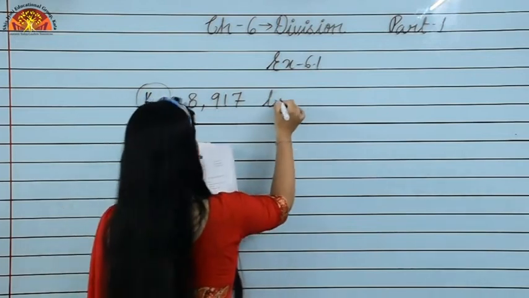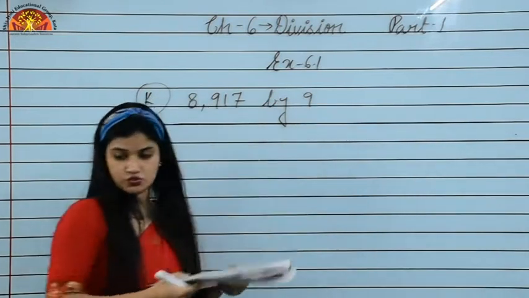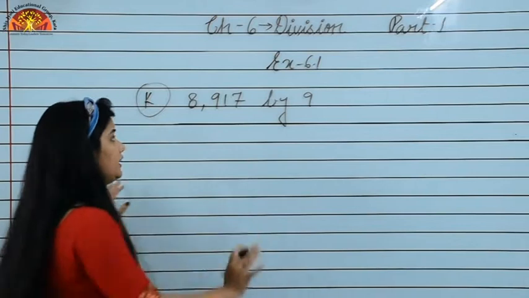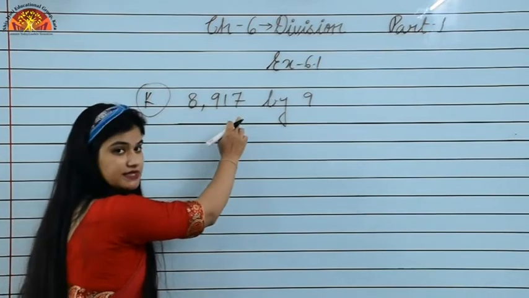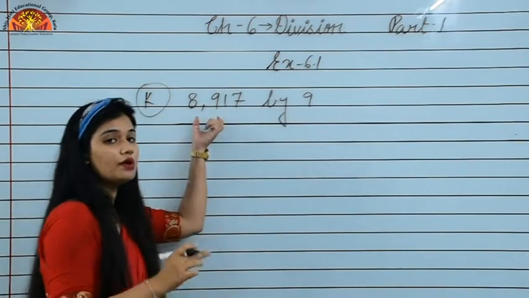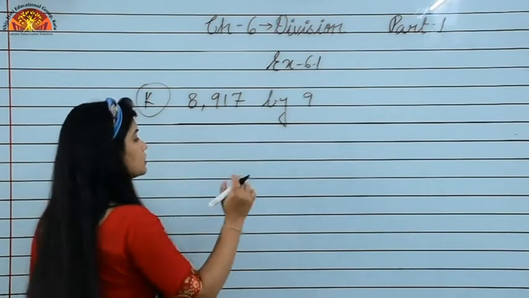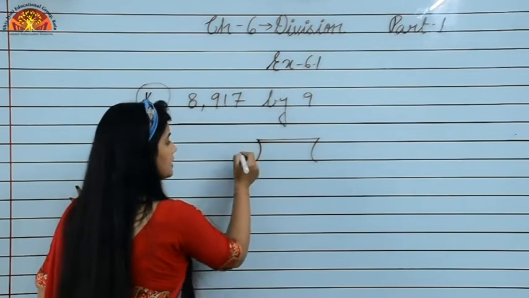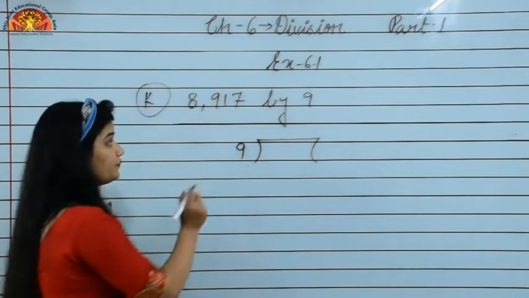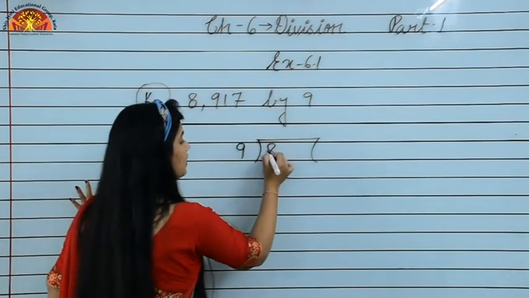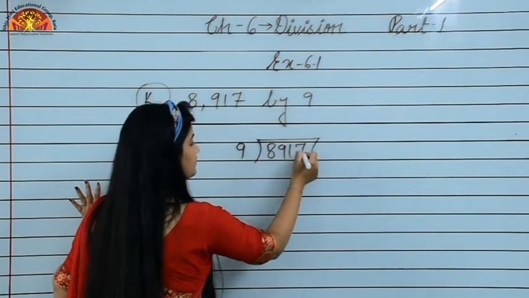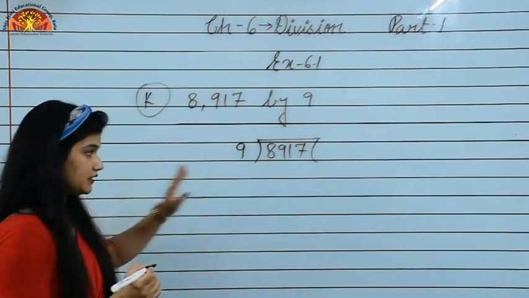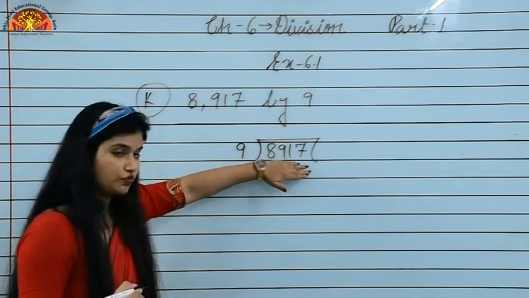8917 by 9. So students, here you have to divide 8917 by 9. इस नंबर को हमें किससे डिवाइड करना है? 9 से. So as I have told you, this is the divisor and 9 will come here, and we are dividing 8917. इसी नंबर को डिवाइड कर रहे हैं. This is called the dividend. This number will come here.